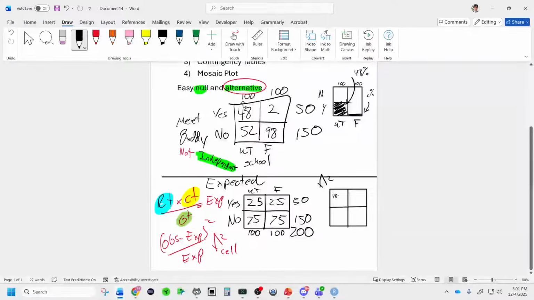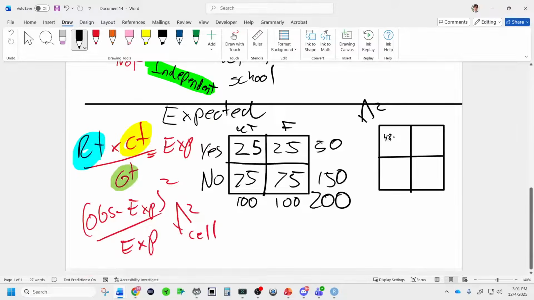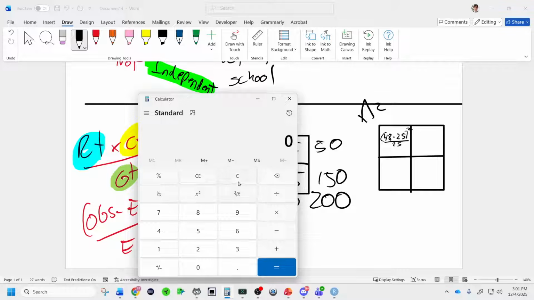That is the observed up top. There were 48 UT students who have met Buddy the Elf. So 48 minus 25 squared over 25. That's it right there. And so that's going to be 23 squared over 25. It's going to be like 20.8. Oh, 20.8. I was close. 21.16.